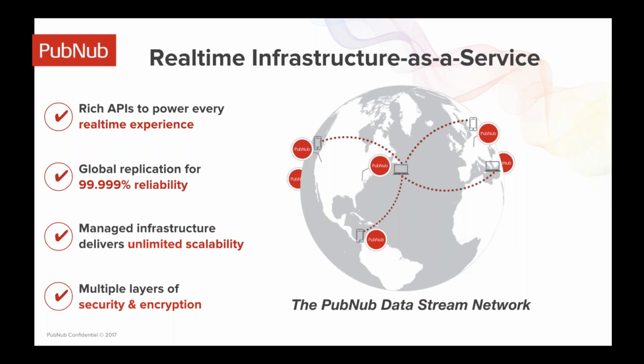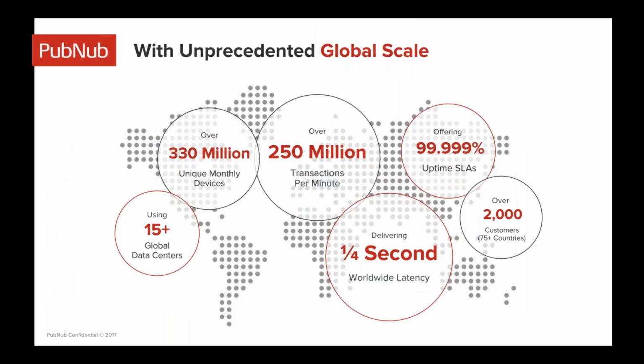PubNub can enable application developers to leverage the best real-time technology without having to earn your PhD in real-time infrastructure. As the largest distributed computing network in the world, we are already processing 5 times the amount of data than Twitter, and we're just getting started. With over 2,000 customers and 330 million unique devices publishing and receiving streams of data, our customers are finding new ways to innovate and monetize these streams.